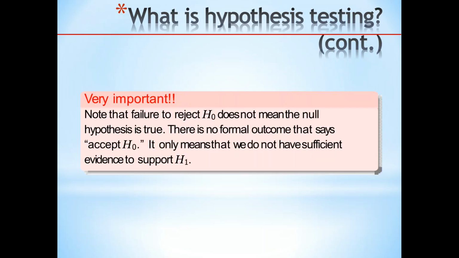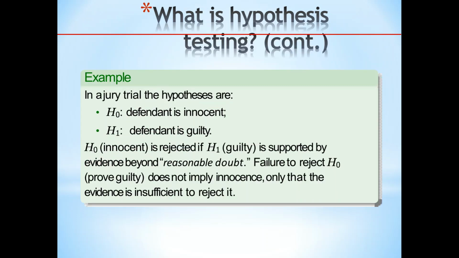Let me make it clear. Rejecting H0 does not mean the null hypothesis is true. It only means we do not have sufficient evidence to support H1. Example, in a trial, let H0 be defendant is innocent and H1 be defendant is guilty. H0 is rejected if H1 is supported by sufficient evidence. Failure to reject H0 does not imply innocence. It only means that the evidence is insufficient to reject it.